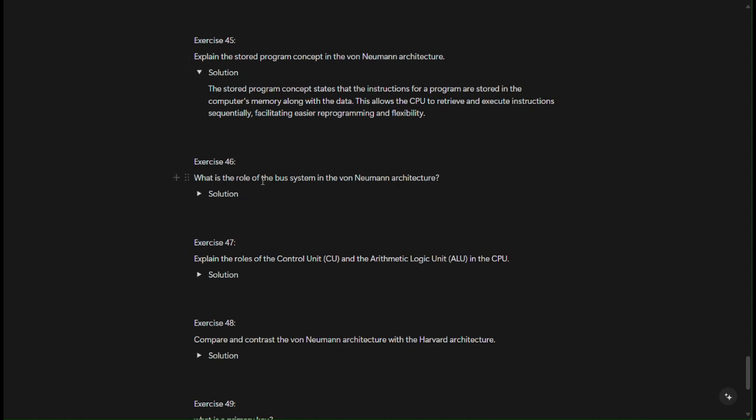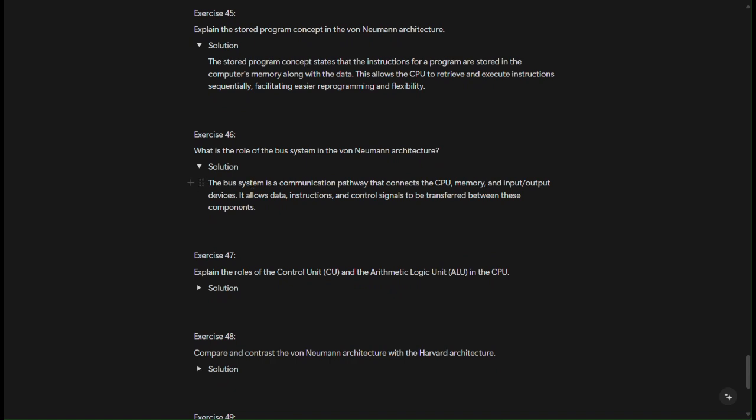Now, what is the role of the bus system in the von Neumann architecture? The bus system is a communication pathway that connects the CPU, memory, and input-output devices. It allows data, instructions, and control signals to be transferred between these components.